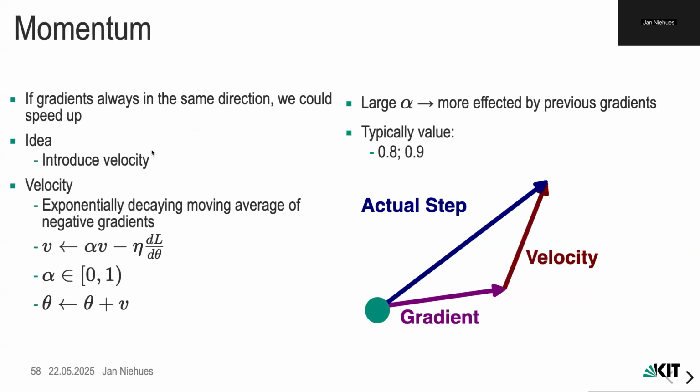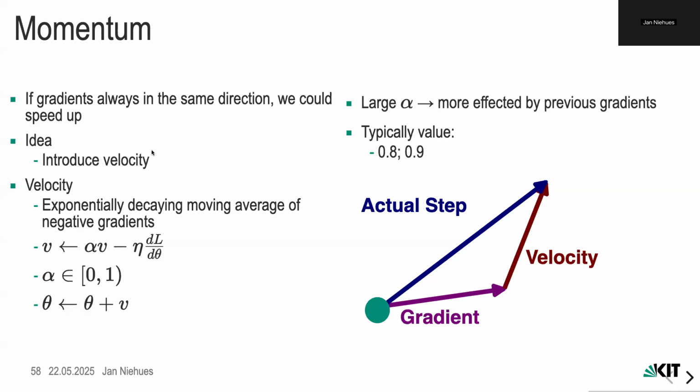And there, the idea is to introduce this velocity and have a look at how the gradients behave over time. And the main idea is if I always go into the same direction, that might be a good direction, so I can go faster in this direction. If I always switch my directions, maybe it's good to not go too fast because it's anyway not clear where to go. So how can I do that?